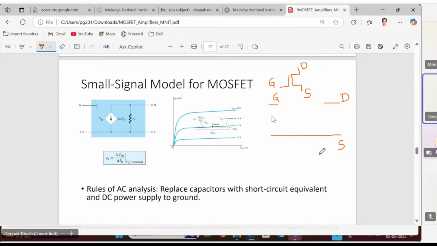Now what current flows between drain and source? It is the drain current. And how is that related with the input voltage? It is GM times VGS.